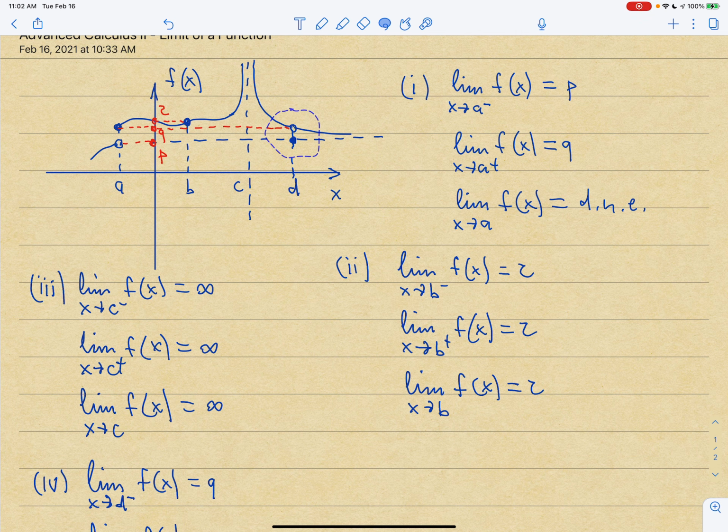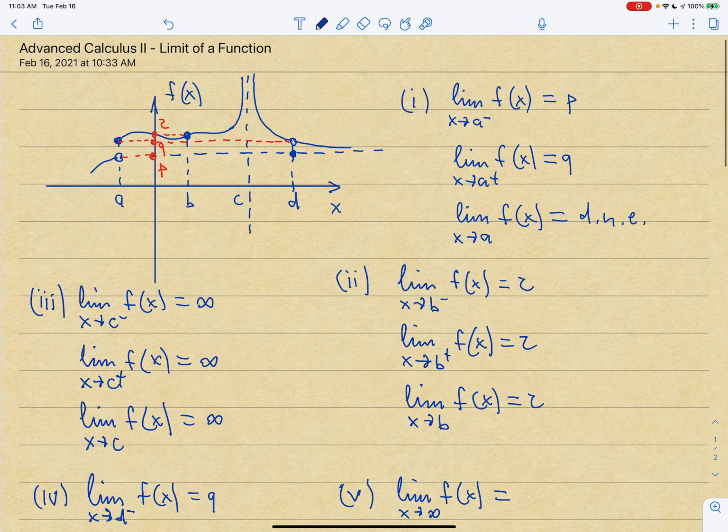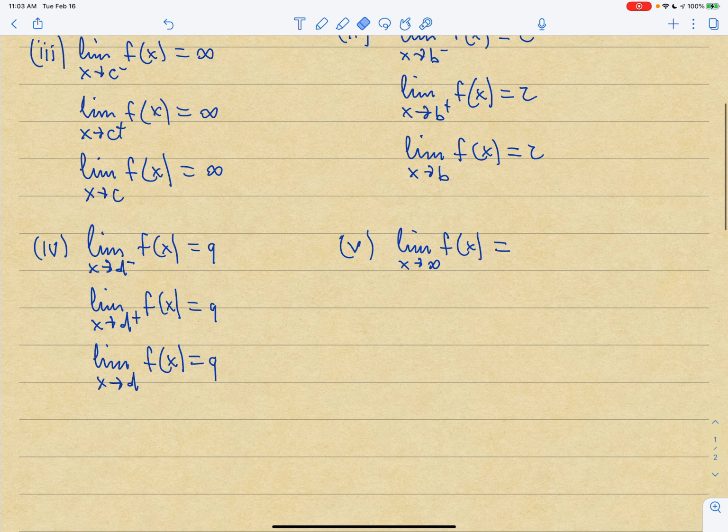Okay, so we have that example, and now the last one here, example number 5. Let's take the limit as x goes to infinity of f of x. Is that something that is defined in this case? Well, we have a horizontal asymptote at p, so that means that as x gets bigger and bigger, f of x is going to get closer and closer to p, so the limit is equal to p.